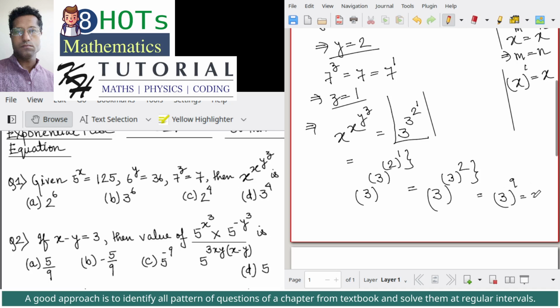So this is basically 3 to the power 9, but 3 to the power 9 is not given in the choices. The two choices with base 3 are 3 to the power 6 and 3 to the power 4. I don't know, I'm sorry. My answer did not match with the given choices, and I've checked the textbook from where I've taken this problem. The choices are correct. Let me know if I am wrong or whether I have done any calculation mistake. I will highly appreciate that. Please feel free to let me know in the comment section.